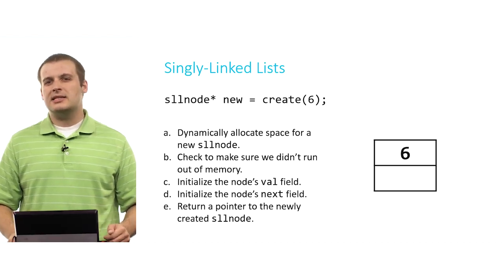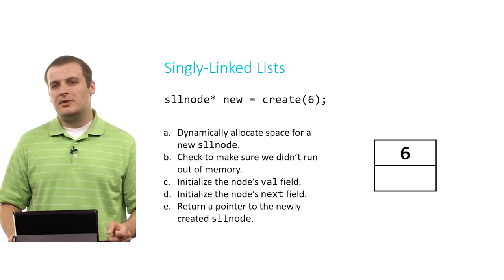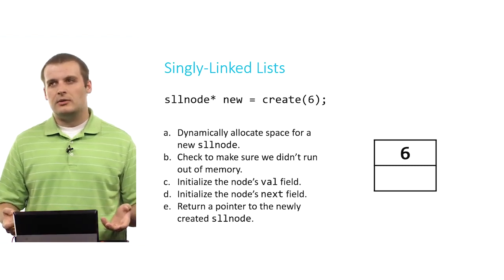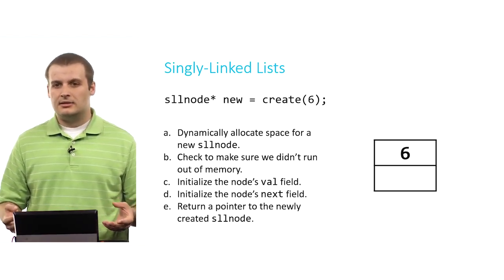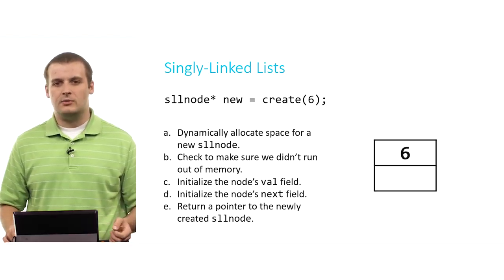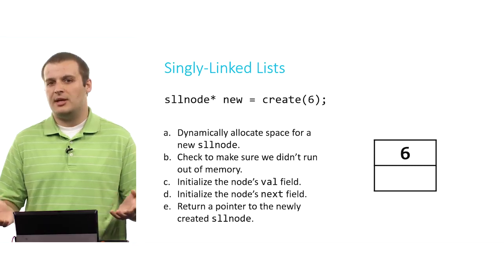Now initialize the next field. Well, what am I going to do there? Well, there is nothing next, right? This is the only thing in the list. So what's the next thing in the list? It shouldn't point to anything, right? There's nothing else there. So what is the concept that we know of that's nothing, pointers to nothing?